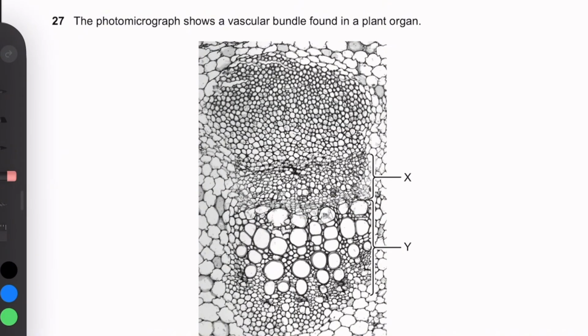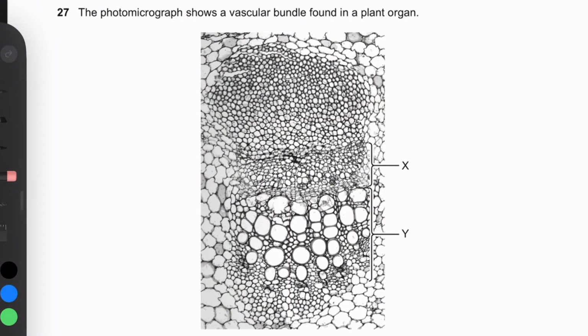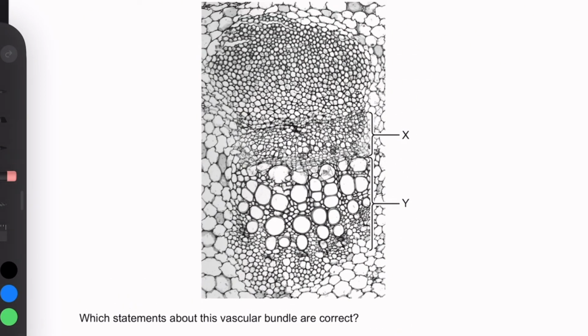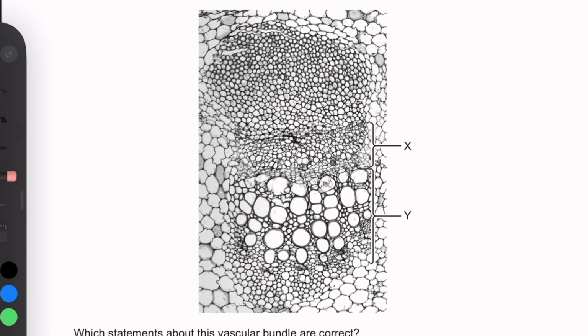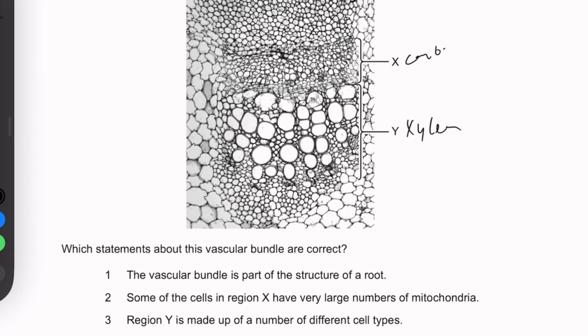The photomicrograph shows a vascular bundle found in a plant organ. Which statements about this vascular bundle are correct? Okay, so you have the vascular bundle in a plant organ, which I would guess is a stem. So again, we've labeled this in the question before, but this over here is the xylem, this is the cambium, and this is the phloem. Now, which statements about the vascular bundle are correct? The vascular bundle is part of a structure of a root. I would not say so. It's actually part of the stem.